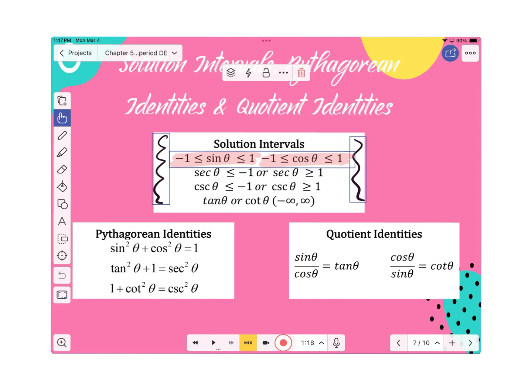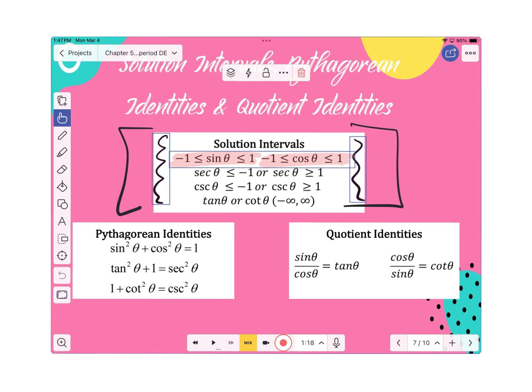This is a screenshot from 5-3's notes. If you remember back when we talked about these solution intervals, this is going to give us the confidence that we need when we do a problem on our calculator. If you happen to get error, you can understand why you're getting error and that you did push the buttons correctly.